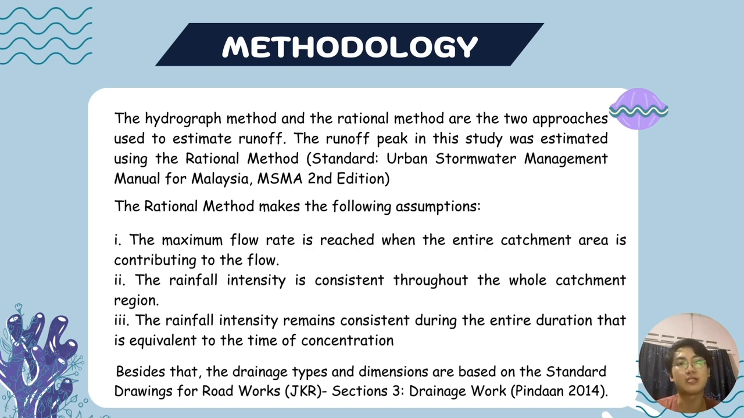So the first method is the hydrograph method, and the second one is the rational method, which are both used to estimate runoff, and we use MASMA second edition for our reference. The rational method makes the following assumptions, such as the maximum flow rate and the rainfall intensity. And the design for the drainage types and dimensions are referred to based on the JKR drawing, section 3, drainage work, 2014. Okay, I continue.